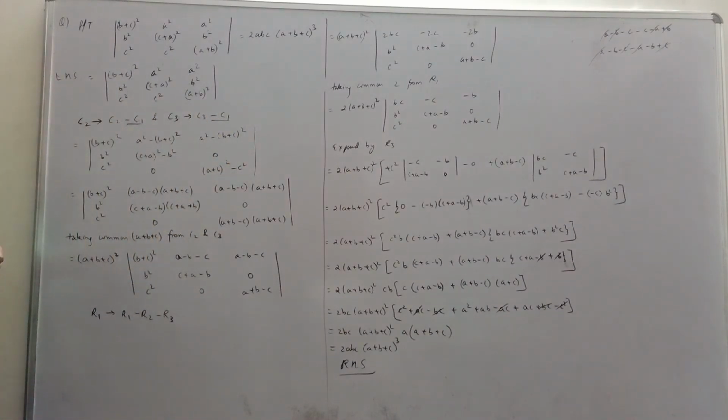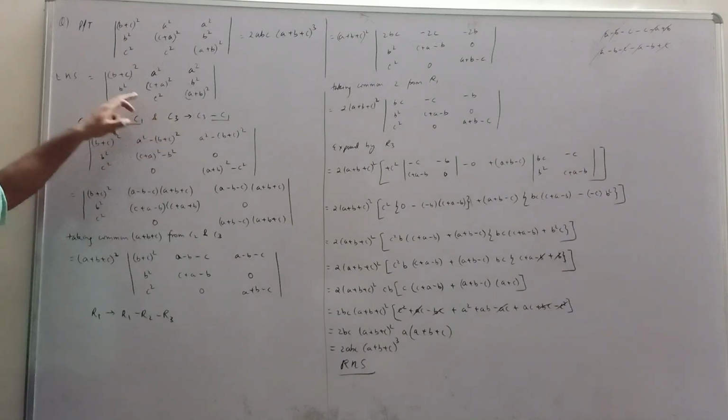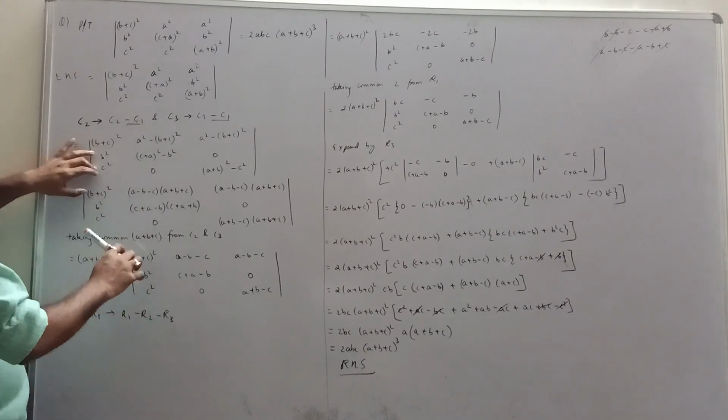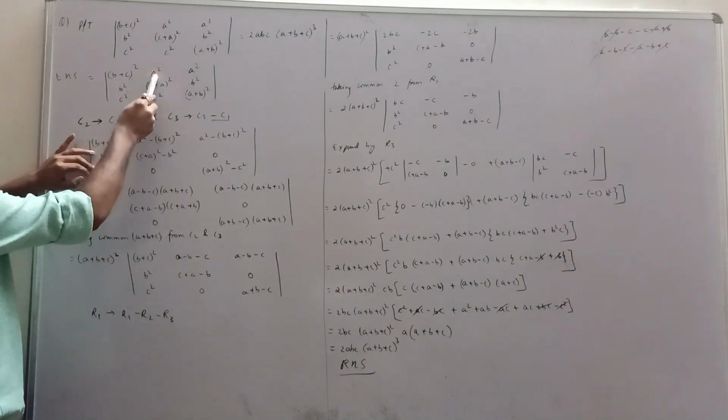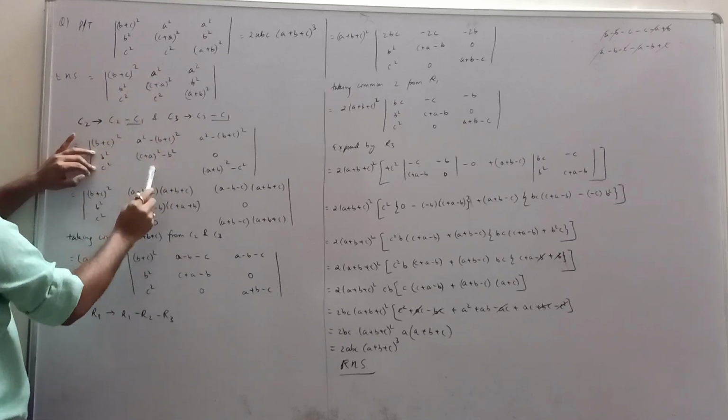So let's subtract. What am I changing? I am changing C2 and C3, not C1. First I will write C1 here. C1 I am not changing. I am changing C2: C2 minus C1. A square minus this, this minus this, C square minus C square.